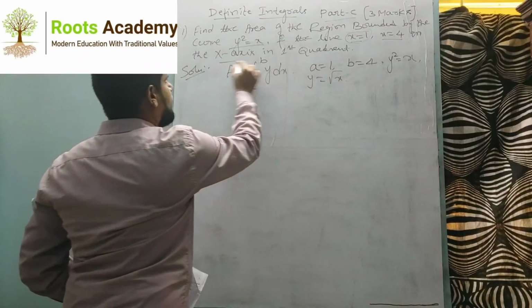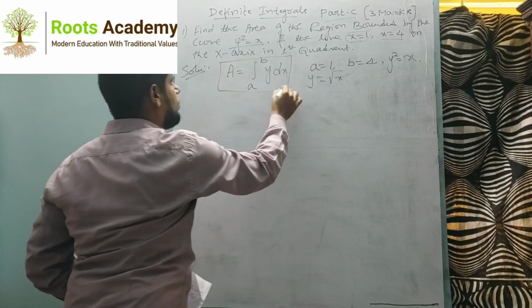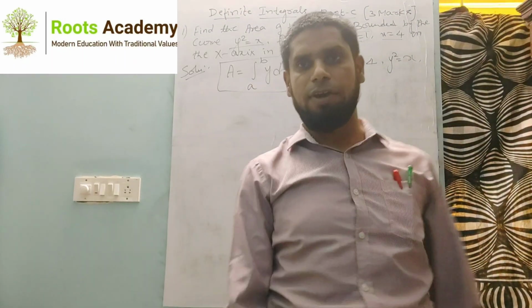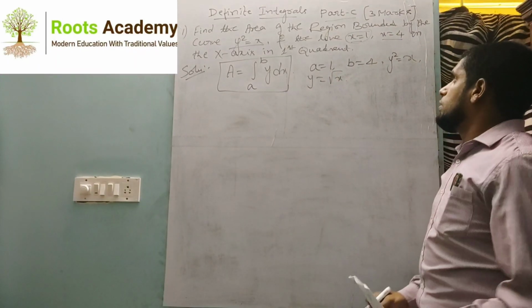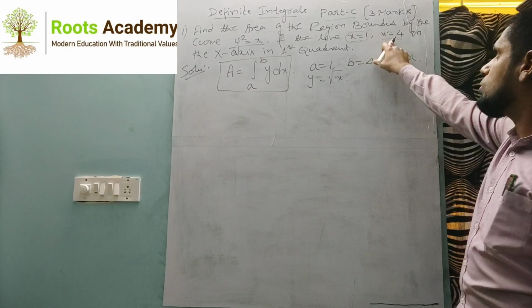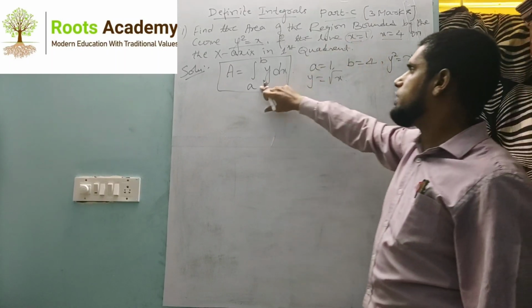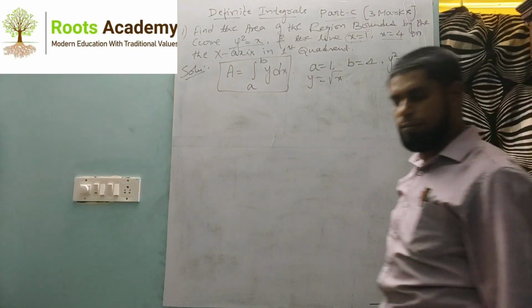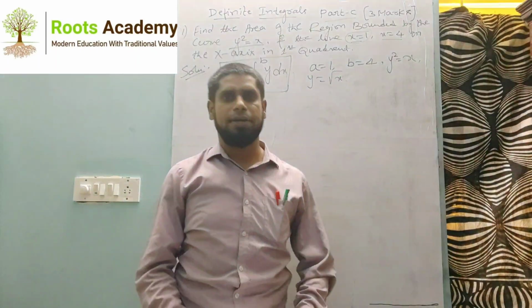Students, for each and every problem, this is the formula we will use if only one curve or one line is given. And if two values of x or y are given, those values are called the limits of the integral. The smaller value is the lower limit, the bigger value is the upper limit.